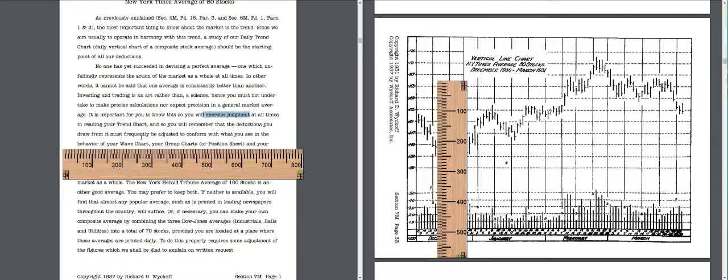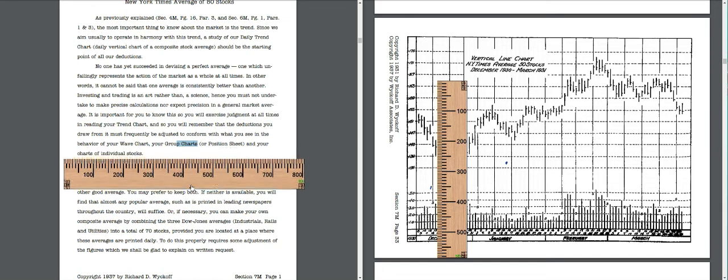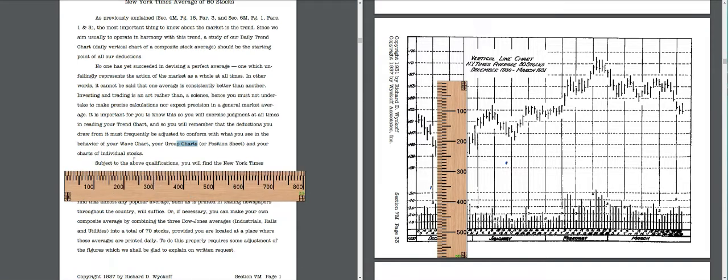And your judgment must frequently be adjusted. Why? It needs to conform to what? Your wave chart and the group chart. So what are you seeing? You're seeing that he's using a daily trend chart, he's also using a wave chart, and he's also using a group chart and individual stocks.